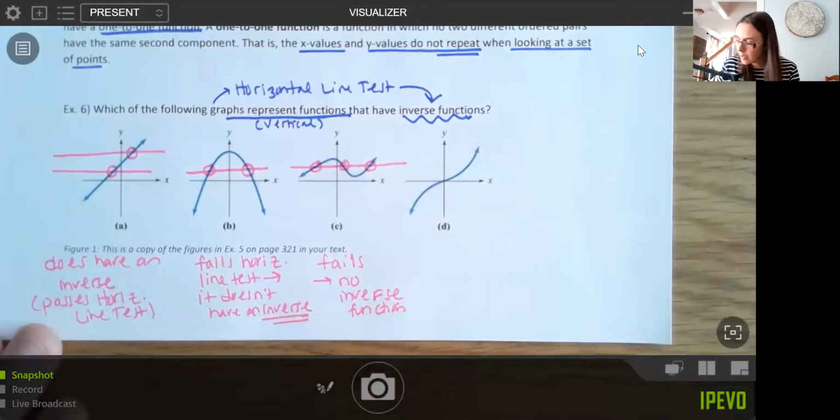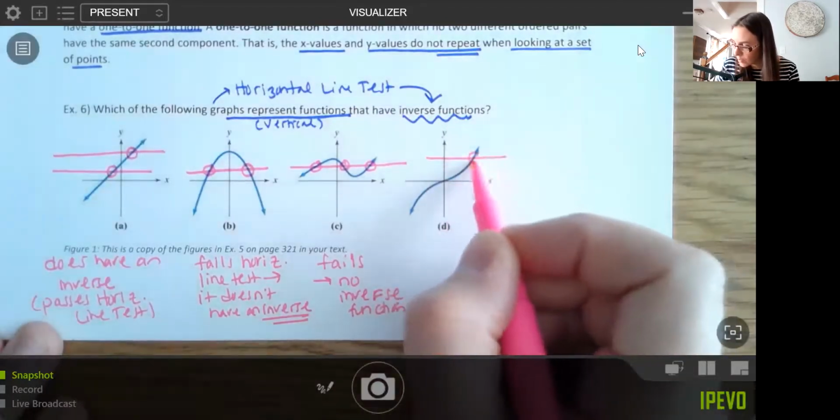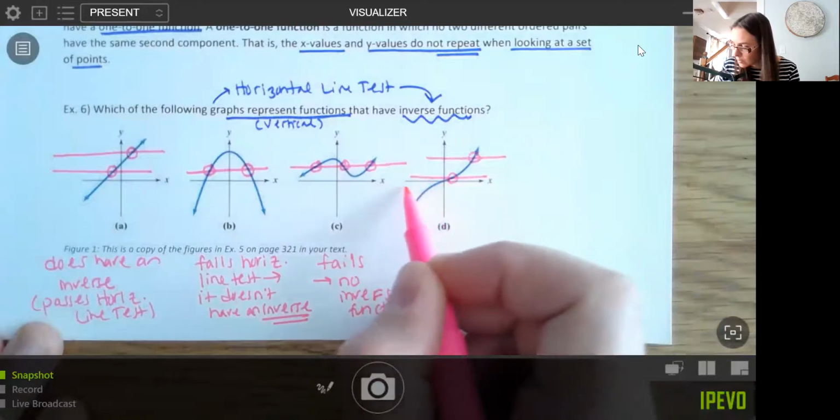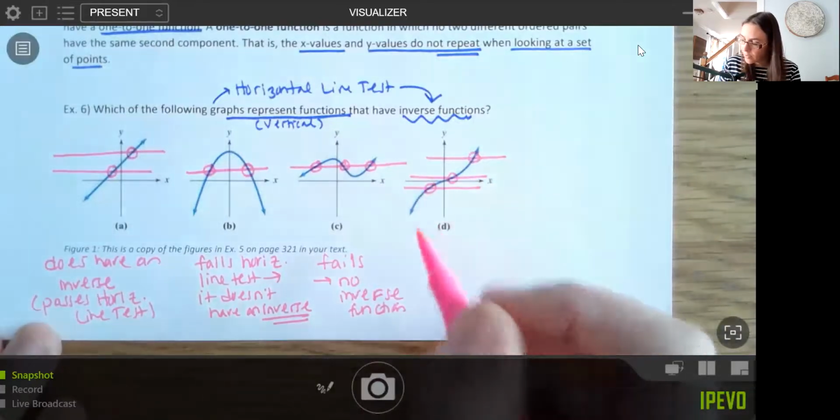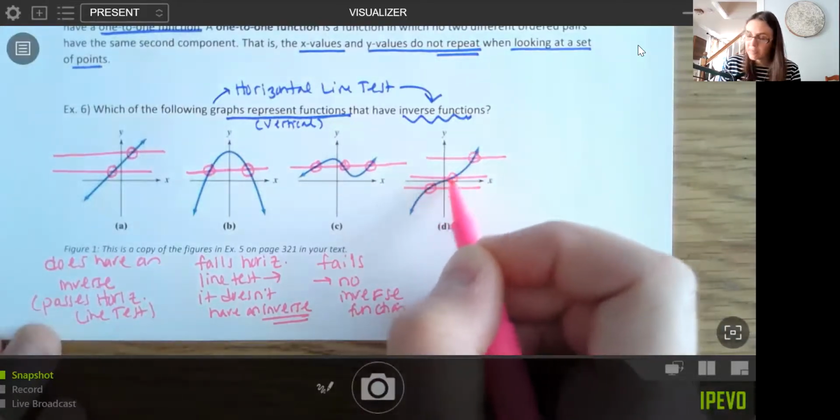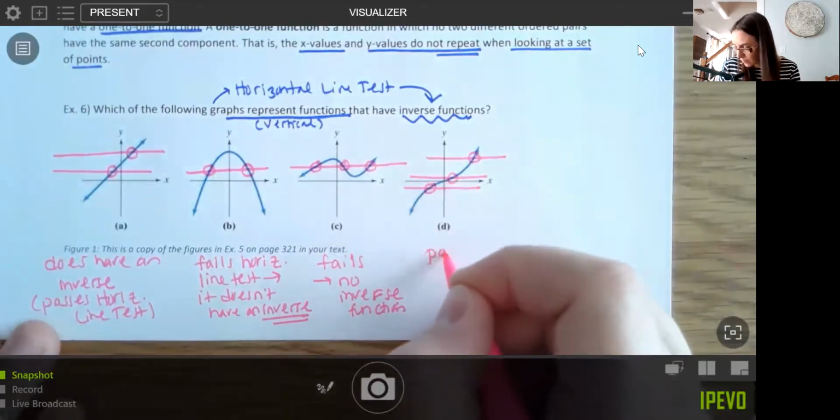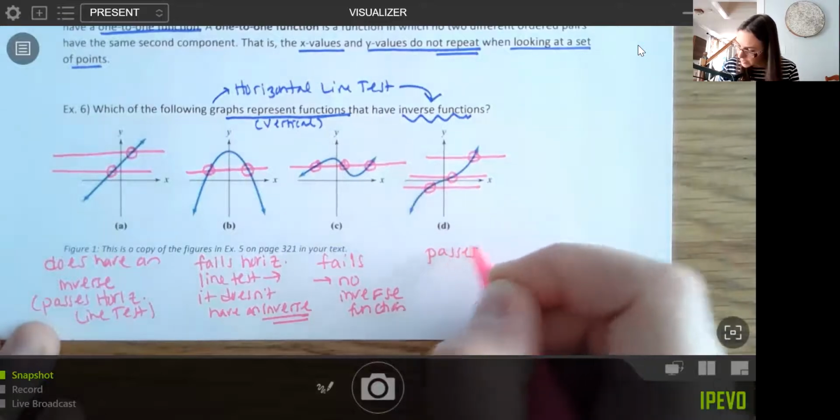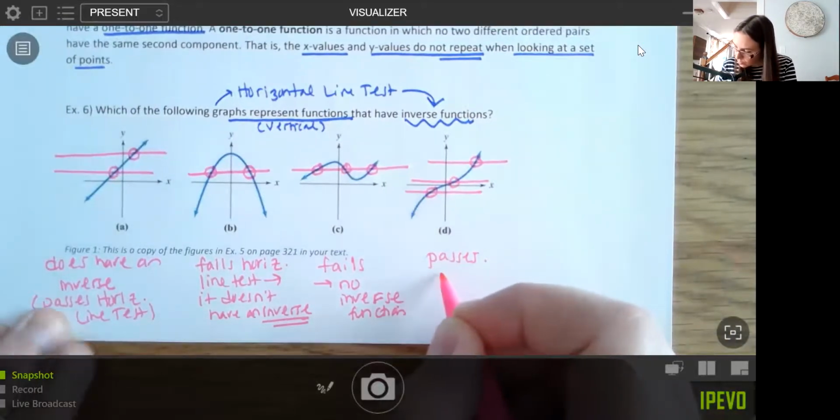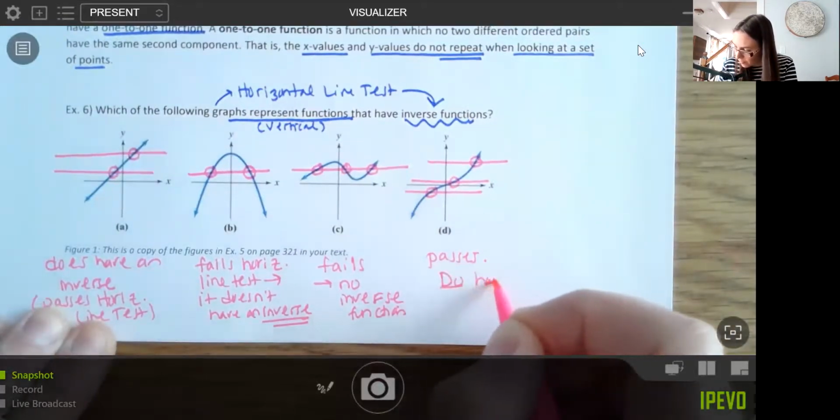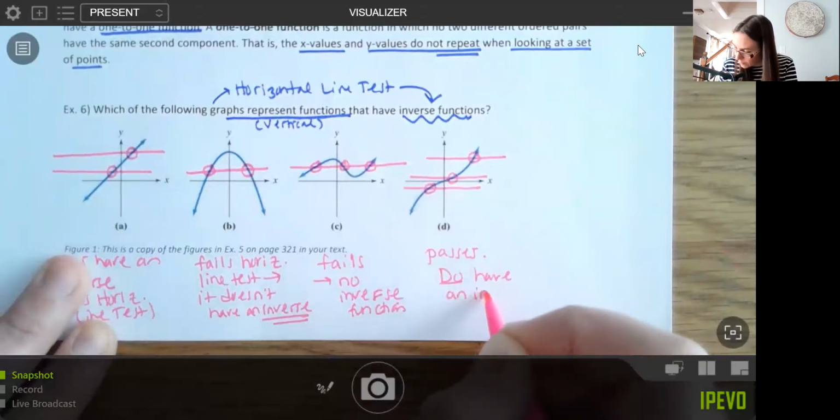And this one here is a little harder to see, but it actually passes. So this hits once, so it's around right here. Maybe it looks like it would fail, but it doesn't. It's still slightly increasing, so you're not bumping back up there. So this one passes the horizontal line test. So we do have an inverse function.